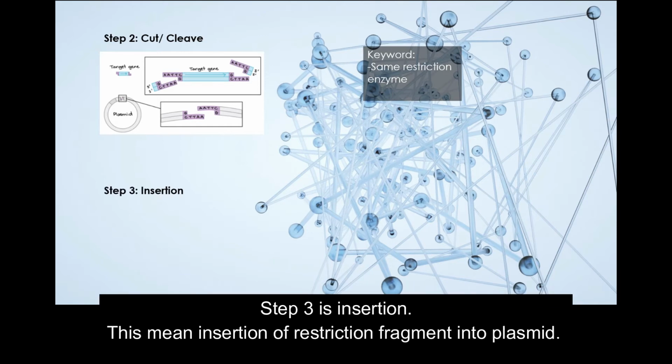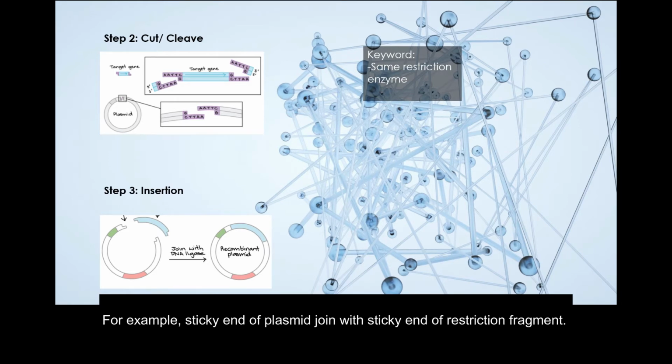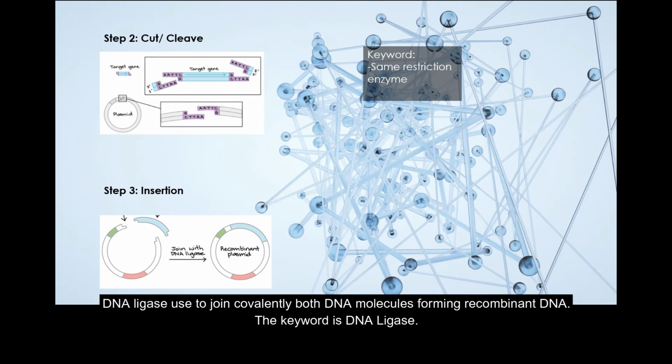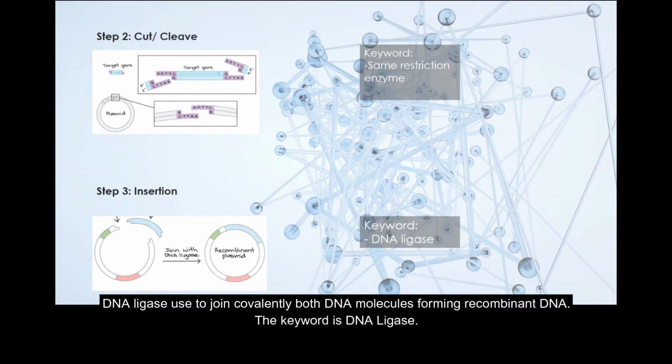Step 3 is insertion. This means insertion of the restriction fragment into the plasmid. For example, the sticky end of the plasmid joins with the sticky end of the restriction fragment. DNA ligase is used to join both DNA molecules covalently, forming recombinant DNA. The key word is DNA ligase.